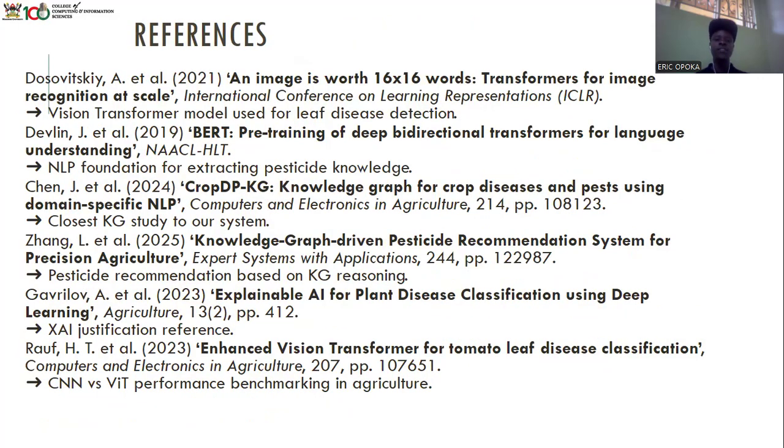So the references are those. We have An Image is Worth 16 by 16 Words: Transformers for Image Recognition at Scale, International Conference on Learning Representations. Then we have BERT: Pre-training of Deep Bidirectional Transformers for Language Understanding. I will attach these slides on the video where you will be able to go through the references and everything so you understand what I'm talking about here.